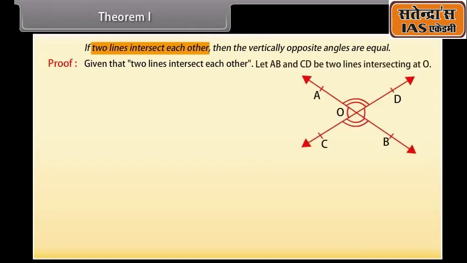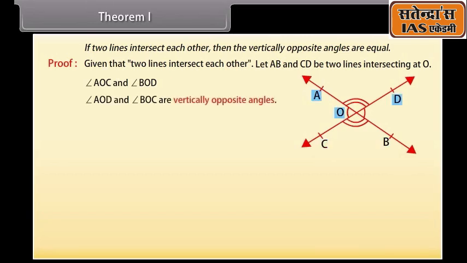So, let AB and CD be two lines intersecting at O. They lead to two pairs of vertically opposite angles, namely angle AOC and angle BOD, angle AOD and angle BOC. We need to prove that angle AOC is equal to angle BOD and angle AOD is equal to angle BOC.